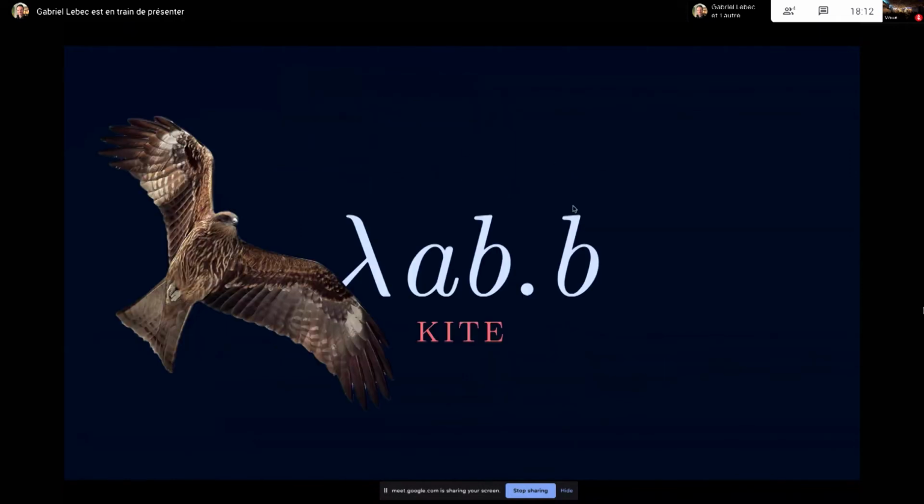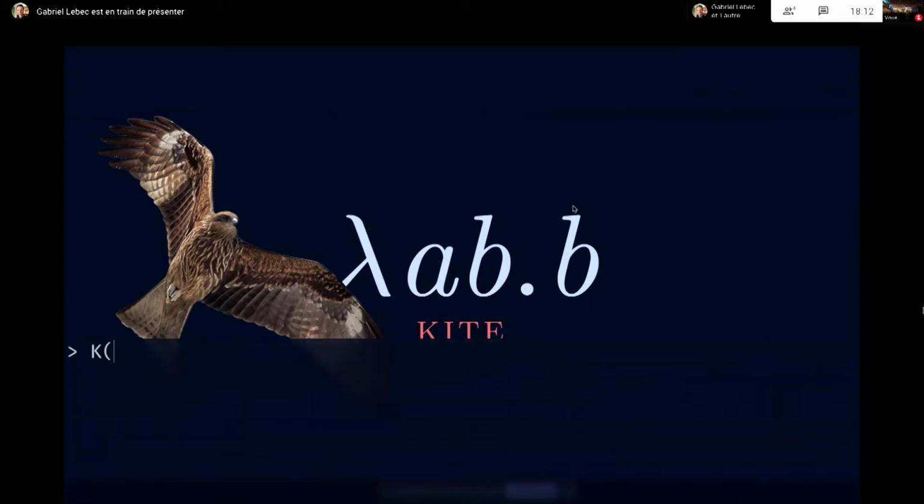And we've just invented a brand new function called the kite. The kite is the result of calling k on I, and the kite is the flip of the kestrel. If the kestrel takes two things and returns the first, the kite takes two things and returns the second.